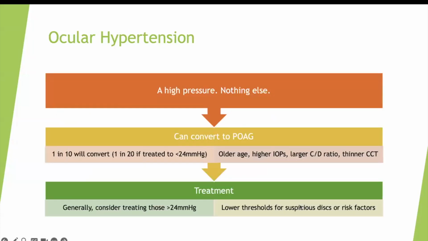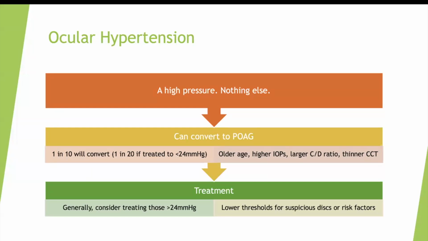So jumping into ocular hypertension, this is a high pressure and nothing else. And don't fall down the trap of thinking ocular hypertension can only be between about 21 to 25. There are patients that are going to be sat in front of you with a pressure of 35 sometimes, with absolutely no evidence of glaucomatous damage at all. And these are patients with ocular hypertension.